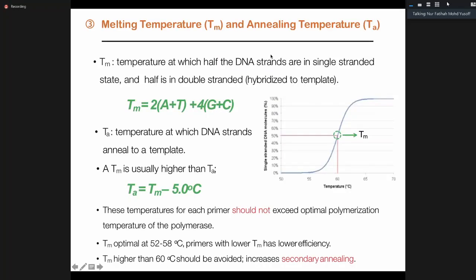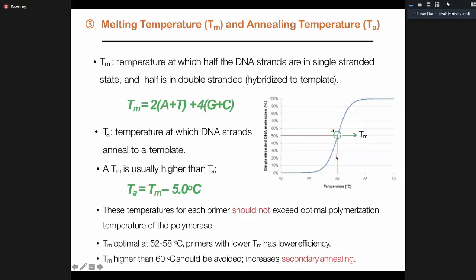Melting temperature and annealing temperature. Basically, melting temperature is when the DNA strand becomes single-stranded, but only in half of the region, and the other half of the primer sequence will still be double-stranded. If you look at this graph, you can see that the melting temperature is usually indicated by 50% single-stranded DNA. So this is where the melting temperature is identified.